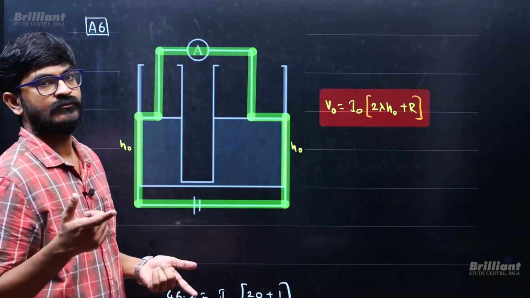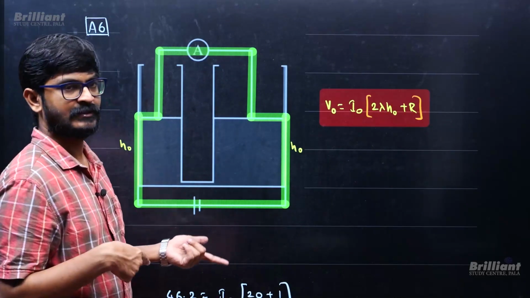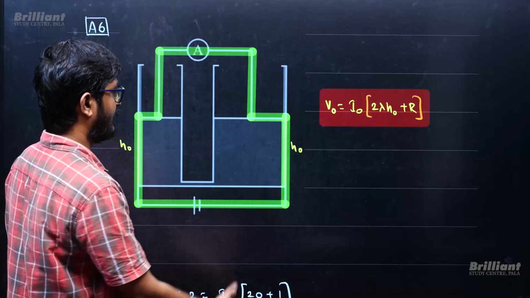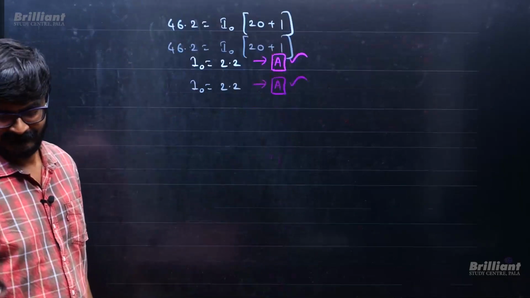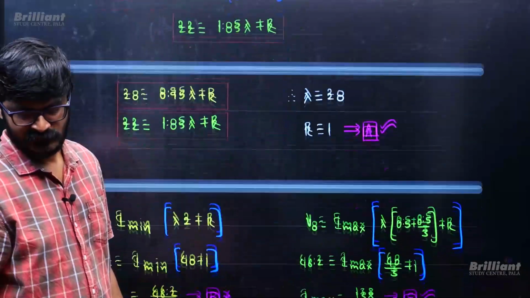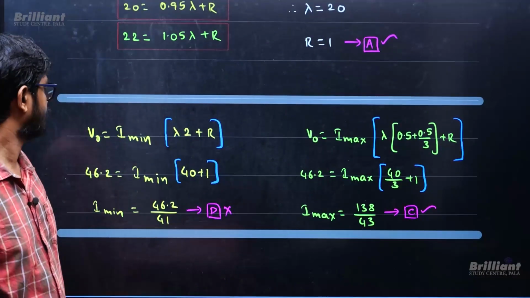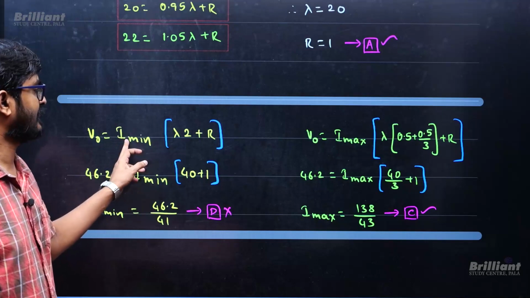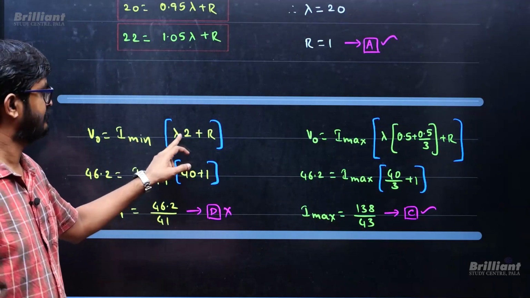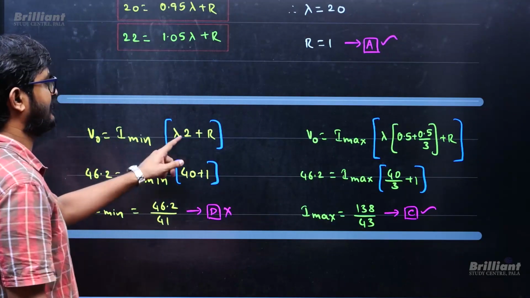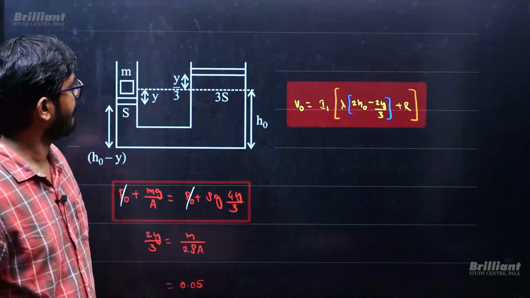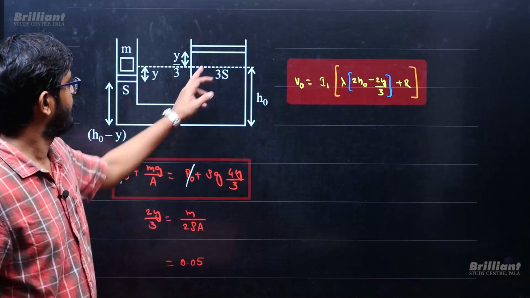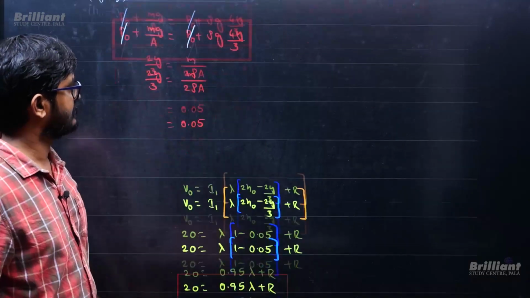Now for minimum current, resistance has to be maximum. When will that happen? When this goes down and this one goes up. So minimum current will happen when the resistance is maximum. When will the resistance be maximum? When this entire water goes to this side.